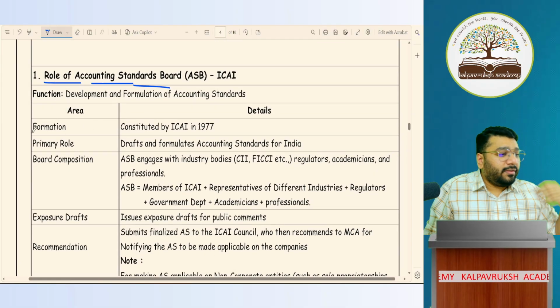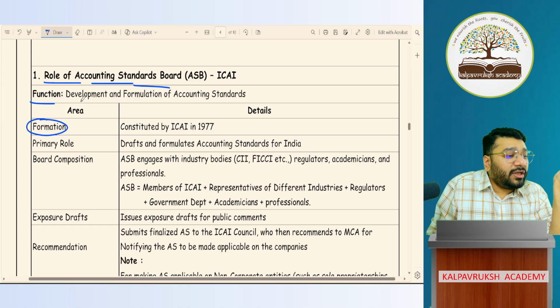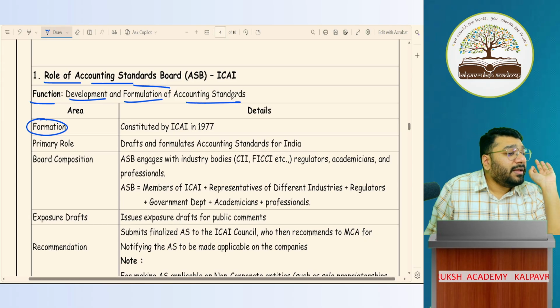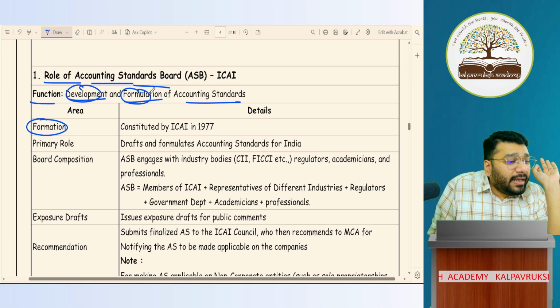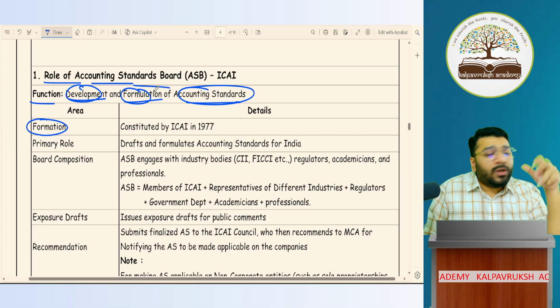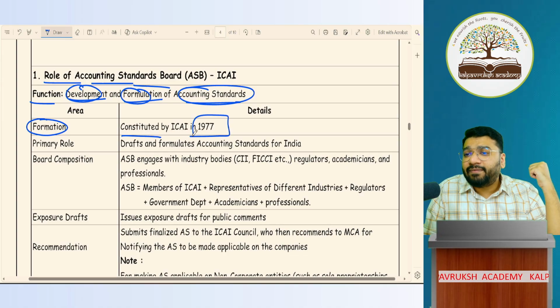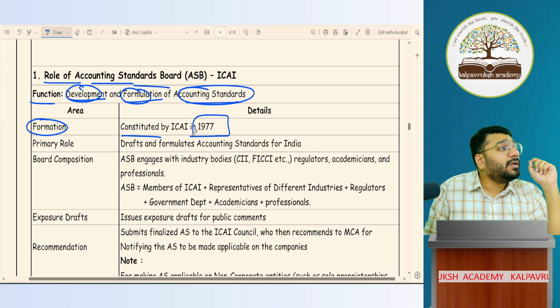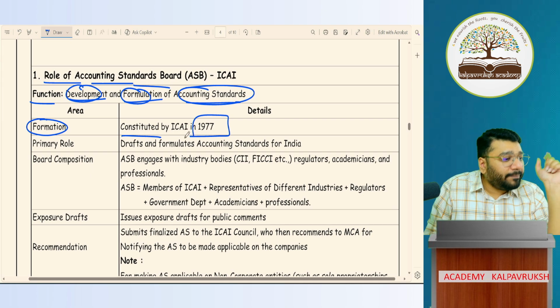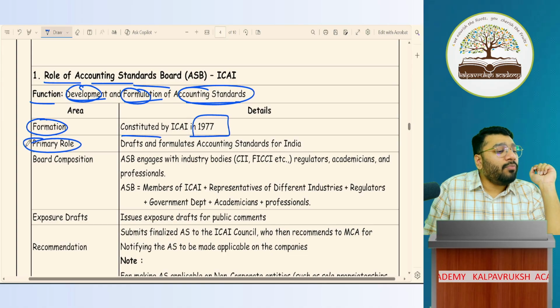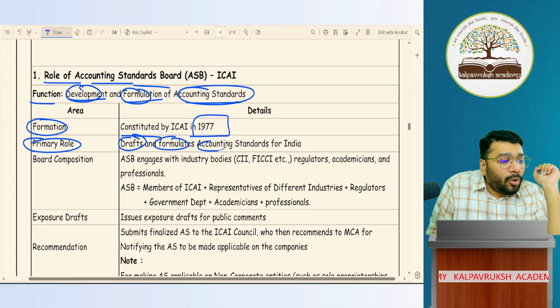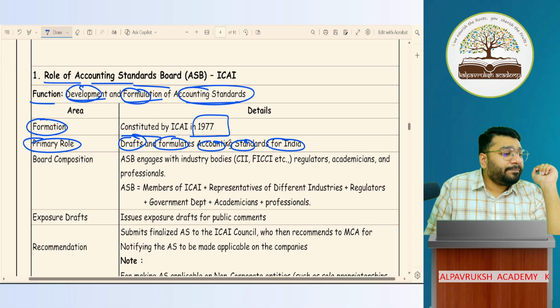Now, what is the role of the Accounting Standard Board? The function is the development and formulation of accounting standards. What is the function of ASB? They are here to develop and formulate accounting standards. So when was this ASB formed, people? This ASB was constituted by ICAI in the year 1977. In the year 1977, this board was formed. The primary role of this board is to draft and formulate accounting standards in India.